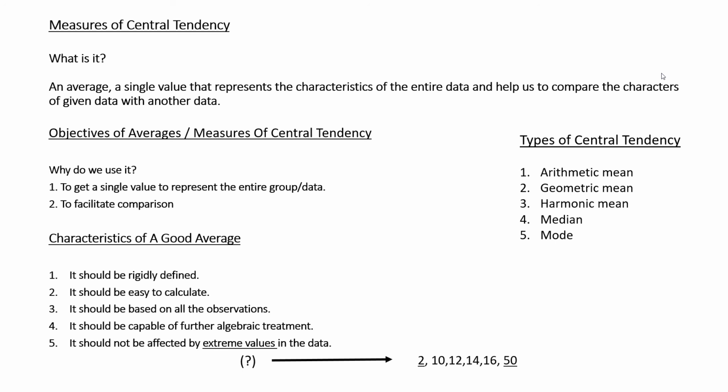Clear? So now students, before we end the class, let us have a quick look at the types of central tendency. What are the types? We will learn in this chapter. The first type of central tendency is arithmetic mean, or simply it is called mean. The second type is geometric mean. Then third is harmonic mean. Fourth one is median, and the fifth one is mode. So in this chapter we will go through each of these 5 types of central tendency.